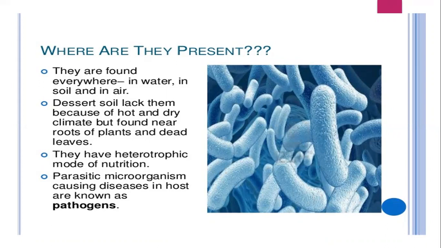They have a heterotrophic mode of nutrition. As you know, there are two different types of mode of nutrition, that is autotrophic and heterotrophic. So all the bacteria, all the viruses, all the protozoa, and all types of microorganisms have a heterotrophic mode of nutrition. That means they depend on others for their food. They cannot prepare their own food. Parasitic microorganisms cause disease in hosts, and they are called pathogens.